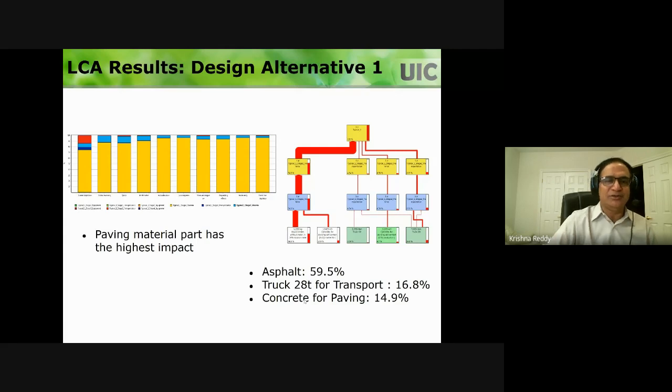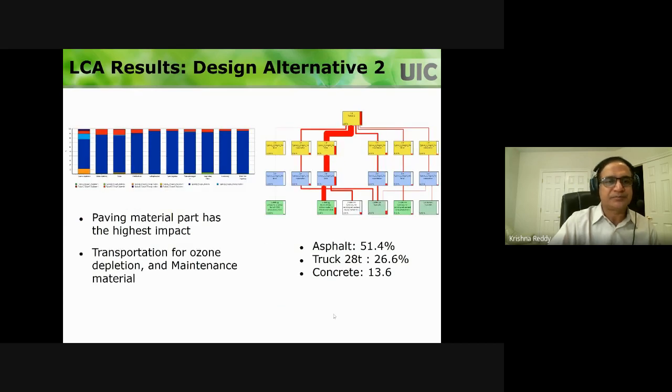You don't want to focus on something that is contributing less, so you cannot really change the situation that much. You need to focus on aspects that are really contributing more, and then maybe you can look at alternatives to address that one. Maybe one material is contributing more, so maybe I should use something else that has a less impact. So this is for design alternative 2.